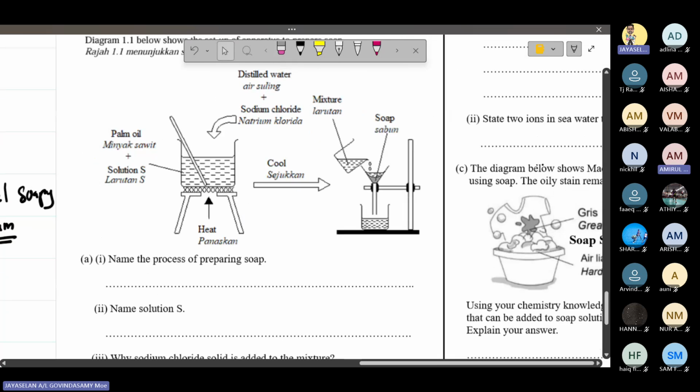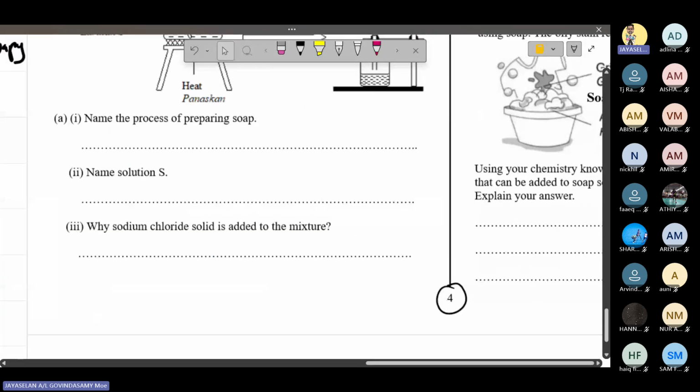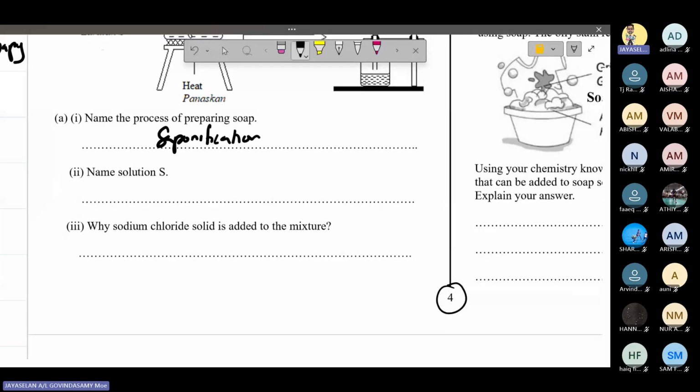Okay, soap making process. This one easy lah. Soap making process is known as saponification. Okay, it has hydrolysis process. First, the palm oil kena hydrolysis, kena pecah. Second, saponification. Okay, then third is neutralization.